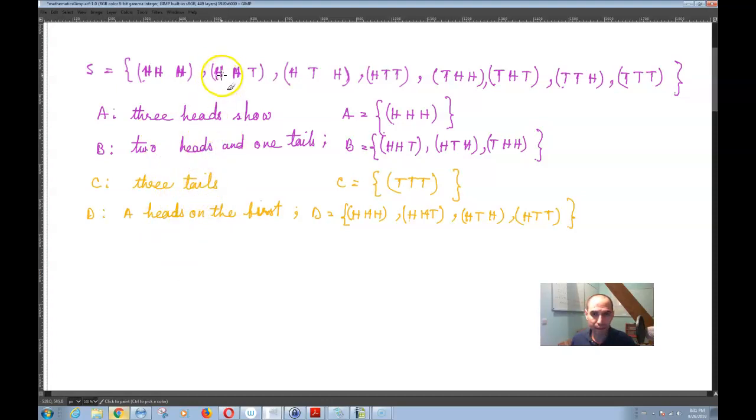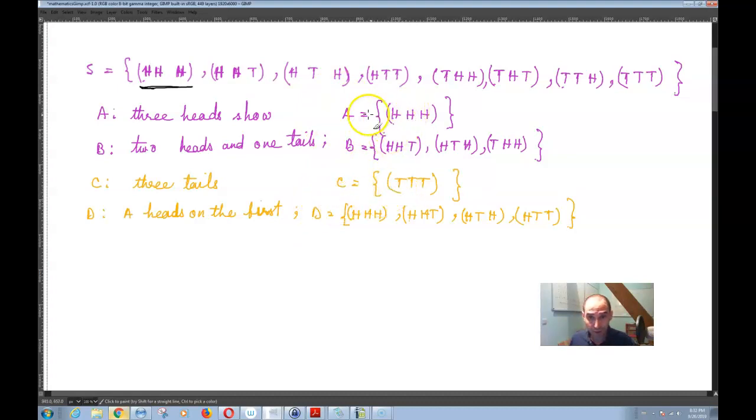So what that means is that, for example, you see over here, I have A, B, C, D. I have HHH over here, and I have HHH over here, right? So both of these events have this outcome in common. So this outcome, which can be found in your sample space, HHH, can ensure the occurrence of both event A and event D, right?